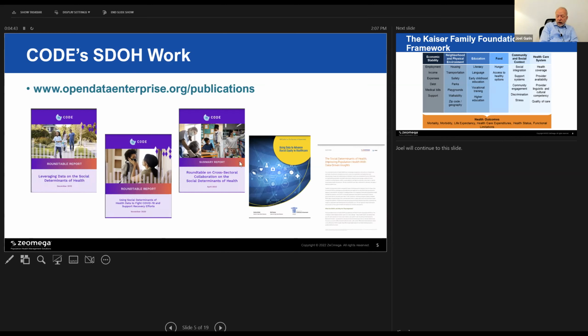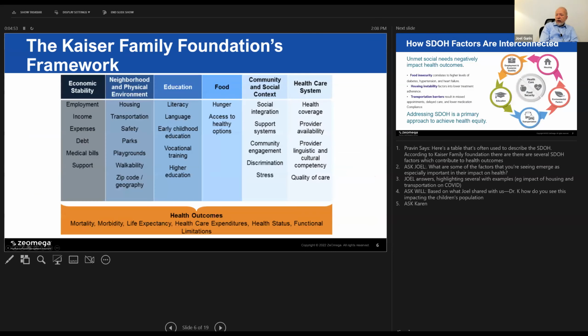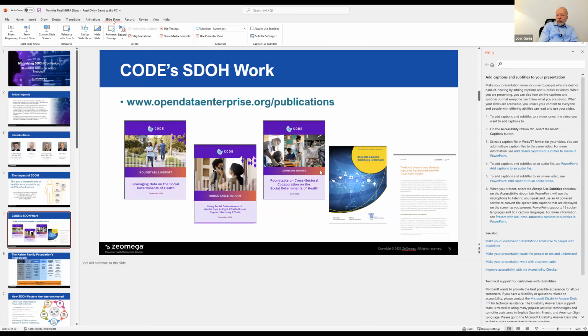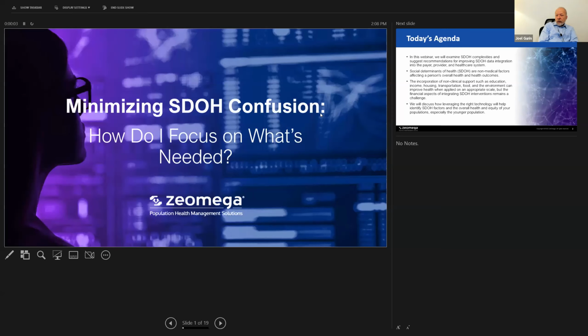The first one, which goes back to the end of 2019, was generally on leveraging data on the social determinants of health and looking particularly at how to deal with issues around data sharing, privacy, and so on. We then moved on in 2020 to do a report specifically focused on the relationship of SDOH data to COVID risk, vulnerability, and treatment. I'm sorry, could we get that slide back?